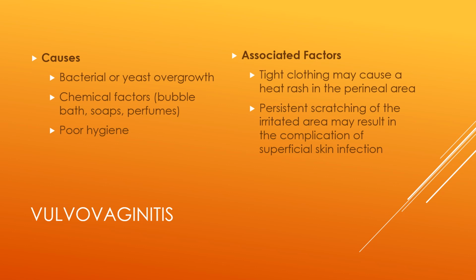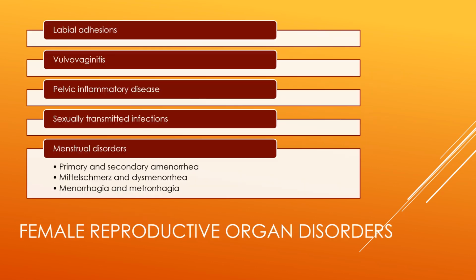Some associated factors that could cause it are tight clothing that could cause a heat rash in that perineal area. Persistent scratching of the irritated area could result in some superficial skin infection. So as far as nursing management, teaching appropriate hygiene, wearing cotton underwear, changing underwear daily, administering topical or oral medications as ordered.